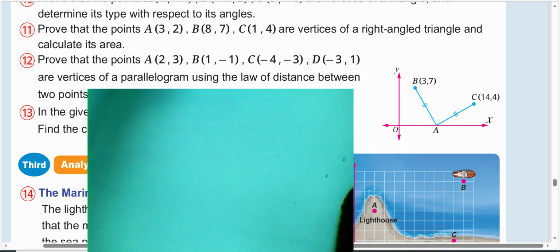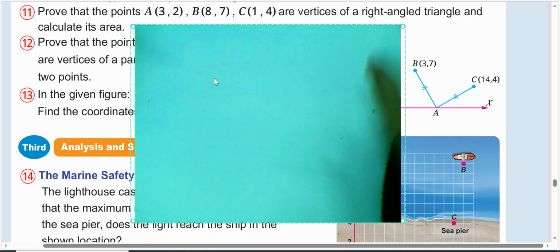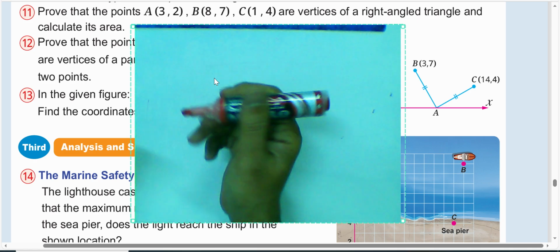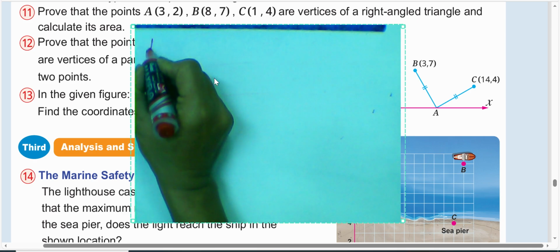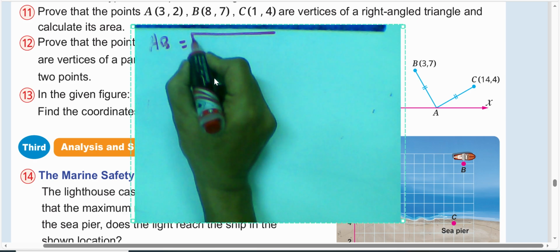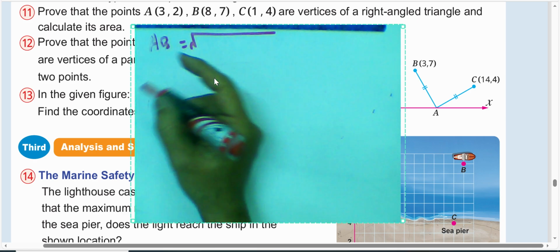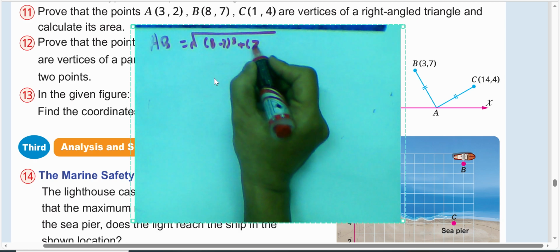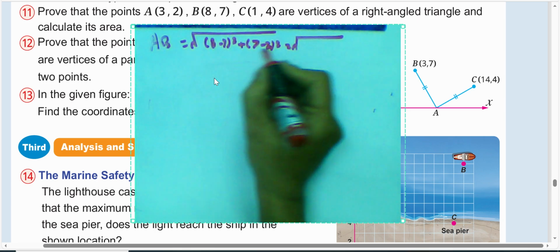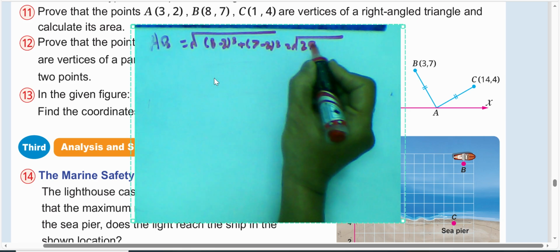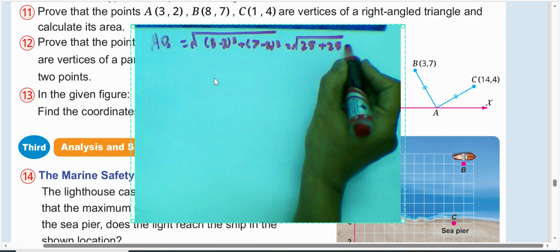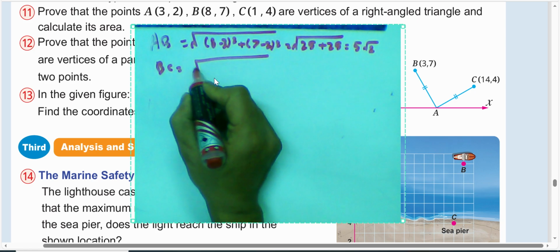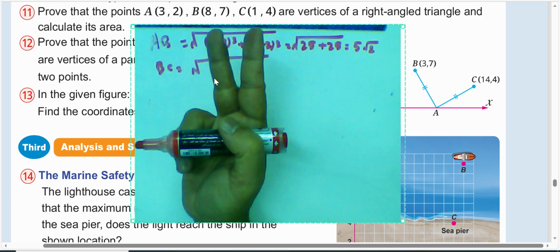Prove that points A, B, and C are vertices of a right angle triangle and calculate its area. Okay. First, we find the length of AB. We have A and B here. 8 minus 3, all to the power 2, and 7 minus 2 to the power 2. 8 minus 3 is 5, 5 squared is 25. 7 minus 2 is 5, 5 squared is 25. The result will be 5 root 2. And what about BC? Look here, B and C. 1 minus 8, to the power 2.